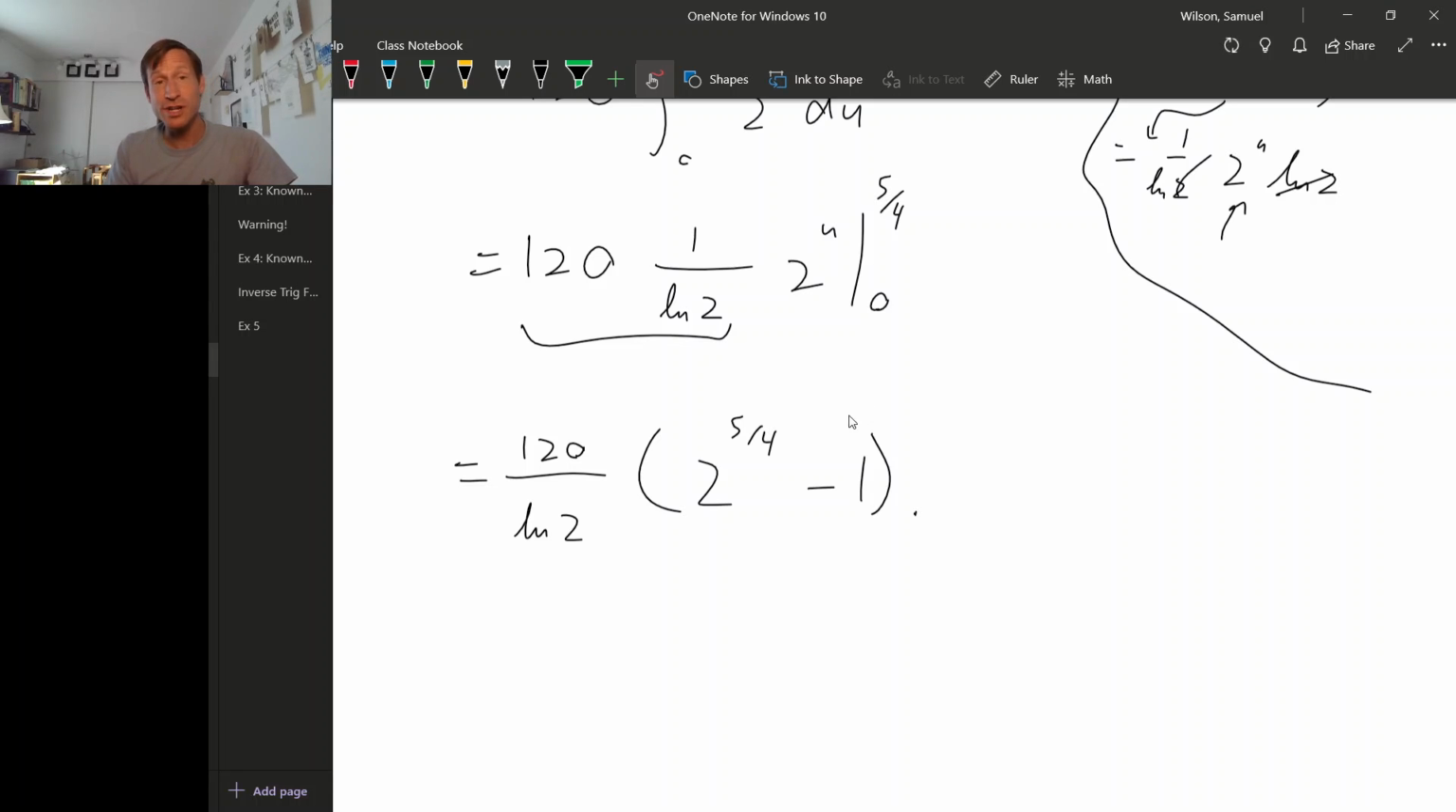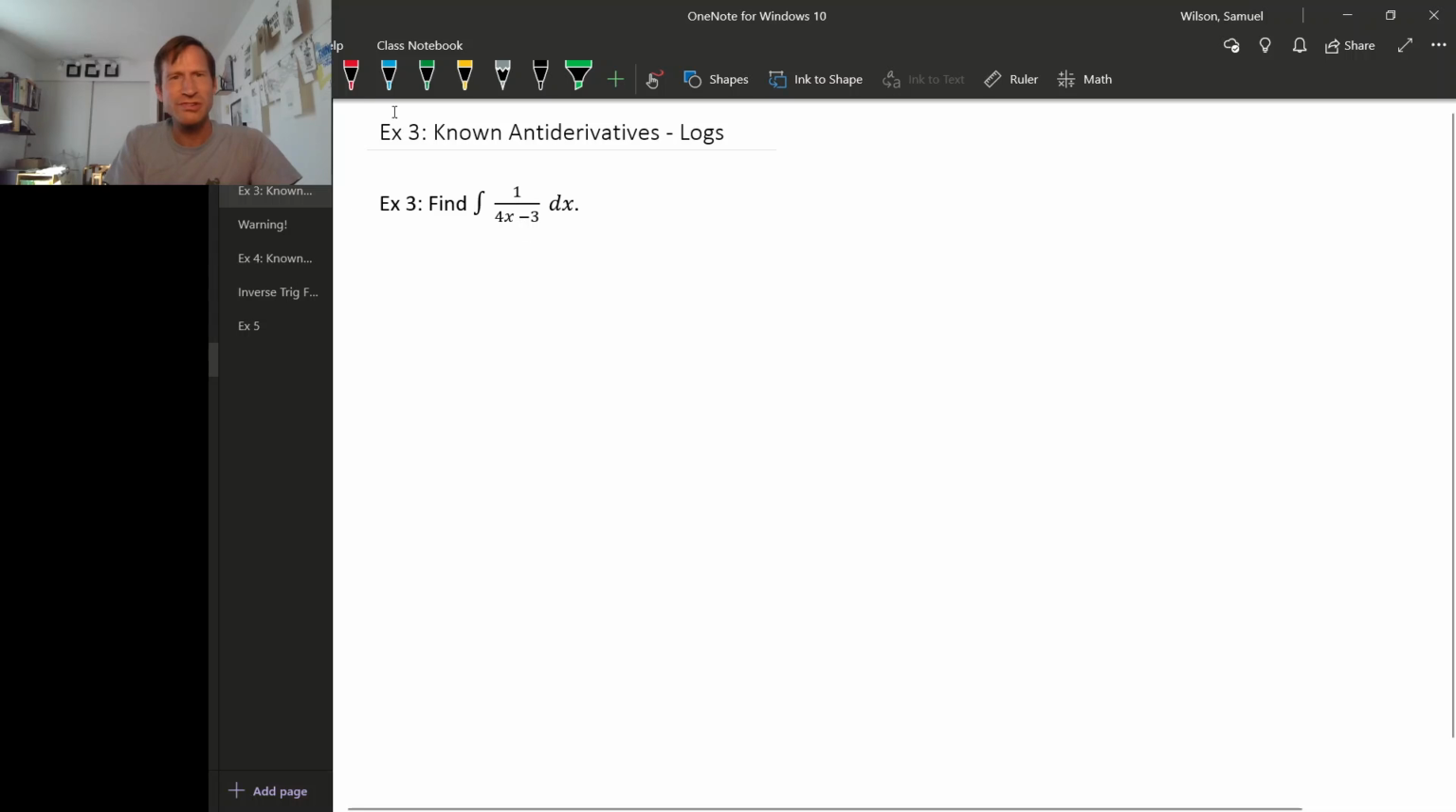There is another integral, or another antiderivative formula, that's really nice to keep in mind that we know, and it involves reciprocals. So let's look at this one. Let's find the antiderivative of 1 over 4x minus 3 dx. And one of our rules of thumb for good substitutions is if you have a denominator, often the denominator makes a good choice for u. So let's let u be 4x minus 3.